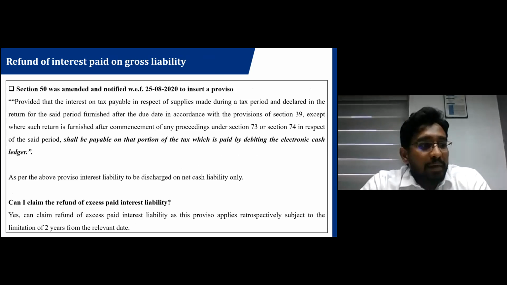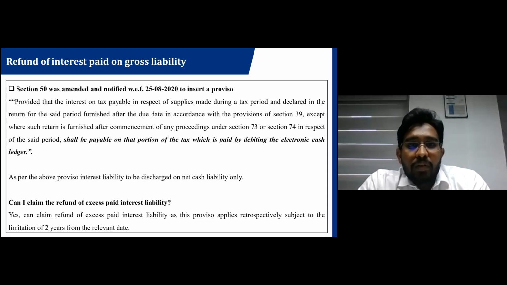Next, refund of interest paid on gross liability. We all might have come across this issue. Since the inception of GST, everyone has had a doubt whether I need to pay tax on gross liability or on net liability. A few assessees paid on gross liability, a few paid on net liability based on the consultants' opinions. So finally, the Finance Act 2019 amended Section 50, notified with effect from 25th August 2020. And that Section 50 is amended retrospectively. Retrospective means from July 2017, assessees need to pay interest on net liability only.